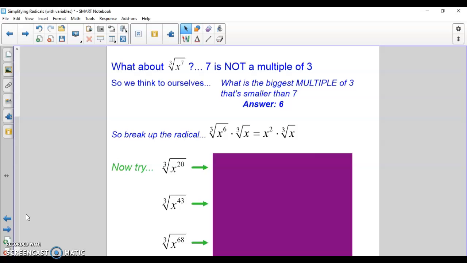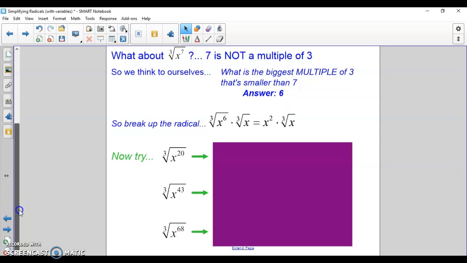I divide the first radical. 6 divided by 3 is 2, so an x squared comes out. And then I have times cube root of x. X is not big enough to come out. Move on to some others.